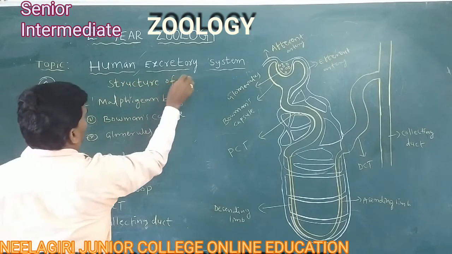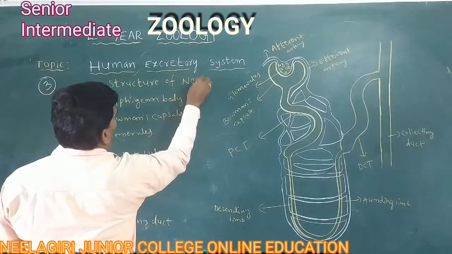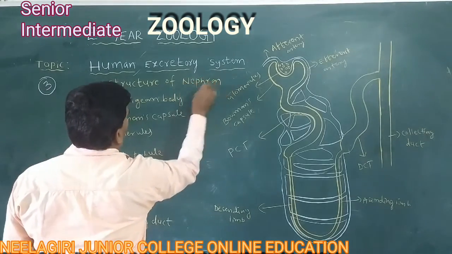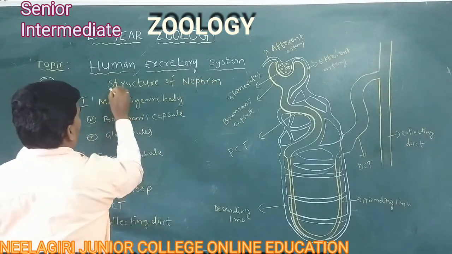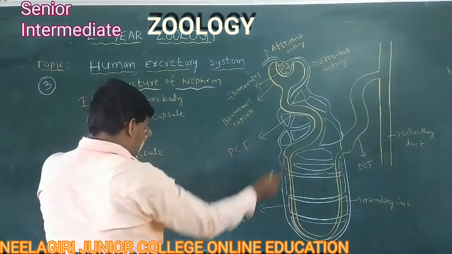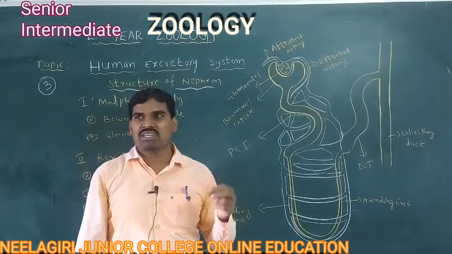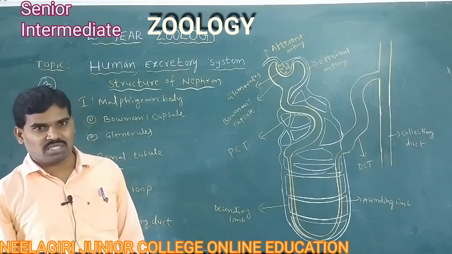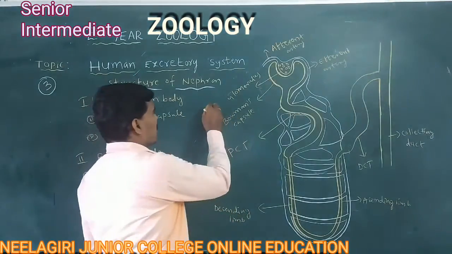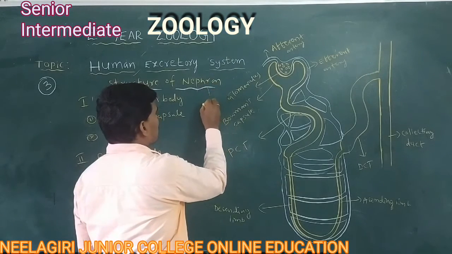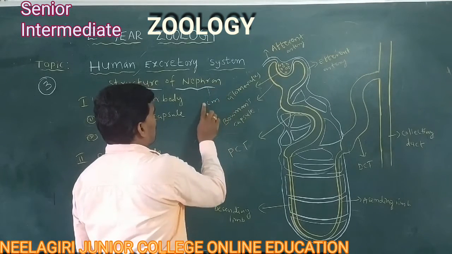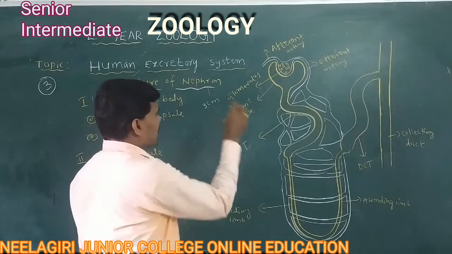See the structure of nephrons. Each kidney has millions of nephrons. Each nephron is 3 centimeters in length.